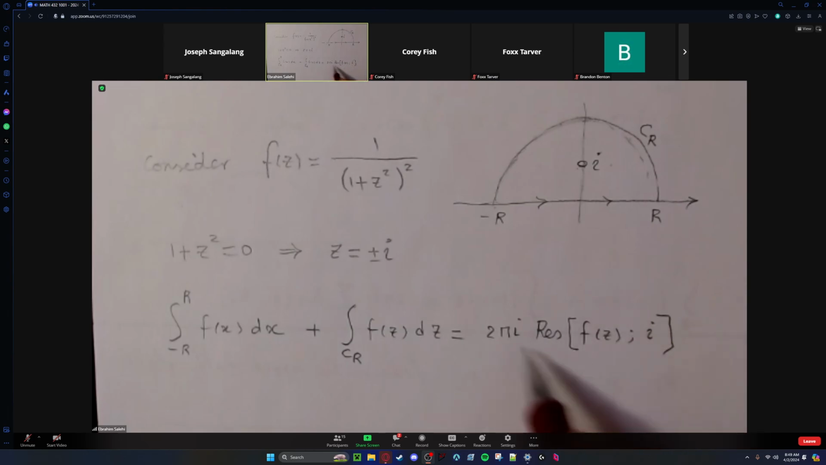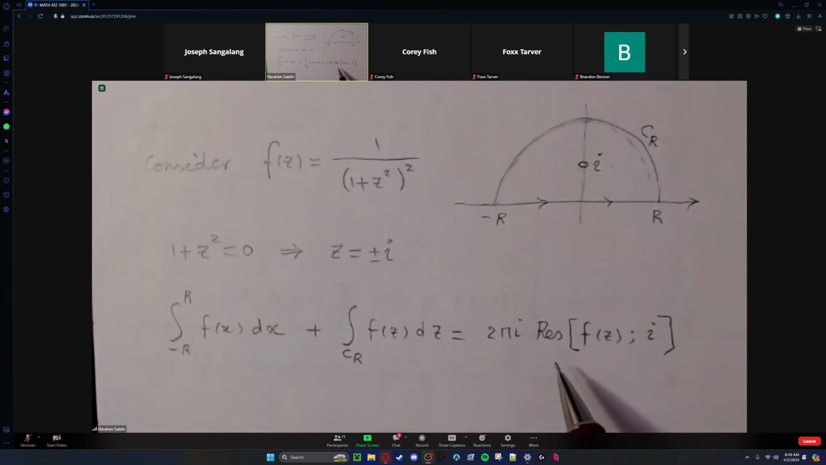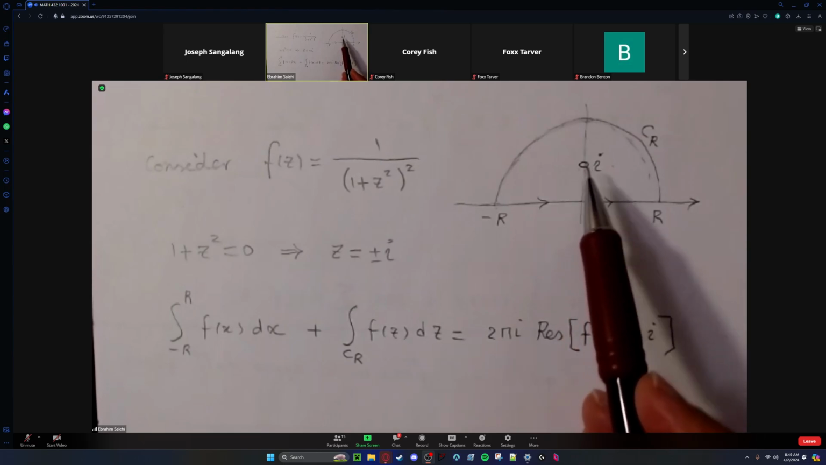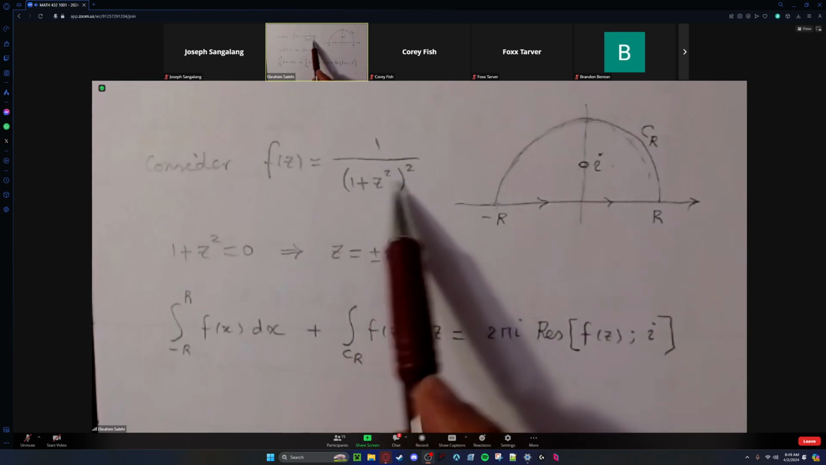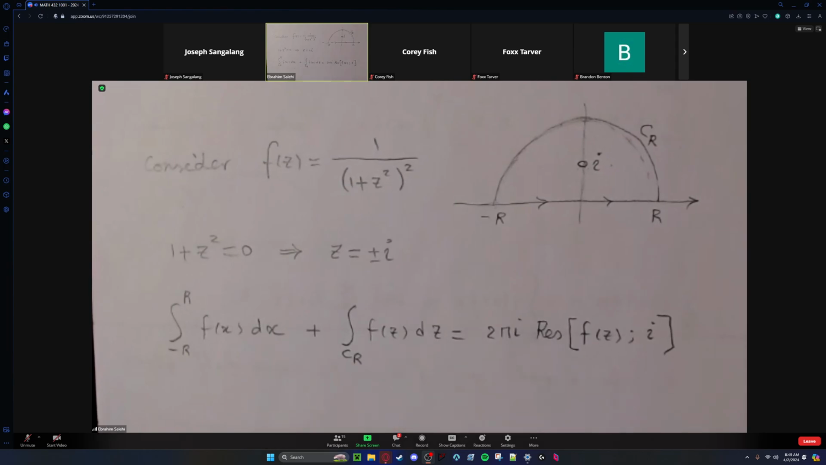Oh, we can easily compute this, right? In order to compute, of course, you need to realize that this i is a pole of order 2. It's a pole of order 2. So the residue in this case, let's just calculate the residue.